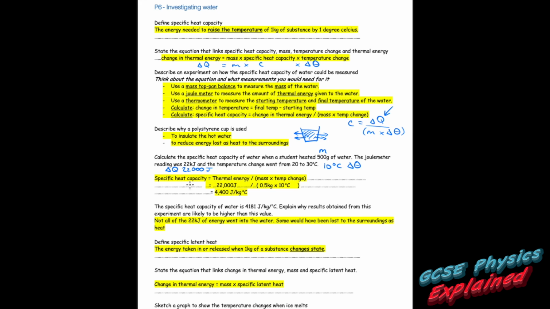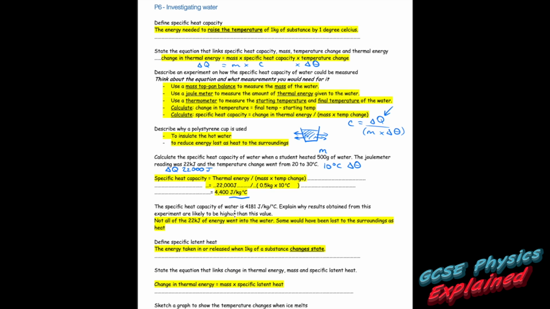So the specific heat capacity equals the thermal energy divided by the mass times by the temperature change, as I've showed you here. So just pop the numbers in for thermal energy, mass and temperature change, and out comes your answer. And that will be joules per kilogram per degree C. Make sure you know the units because they often ask you about them.